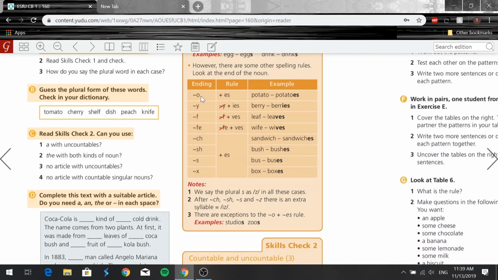So for example, we know that when we find the letter O towards the ending of a word, we add ES to turn it into plural. But these are some exceptions that you might face. For example, the word studio, you'll add an S and not ES in this case, okay? The word zoo as well, okay? Turn it into plural, you'll add an S and not ES. So just keep in mind that there may be some exceptions, okay?